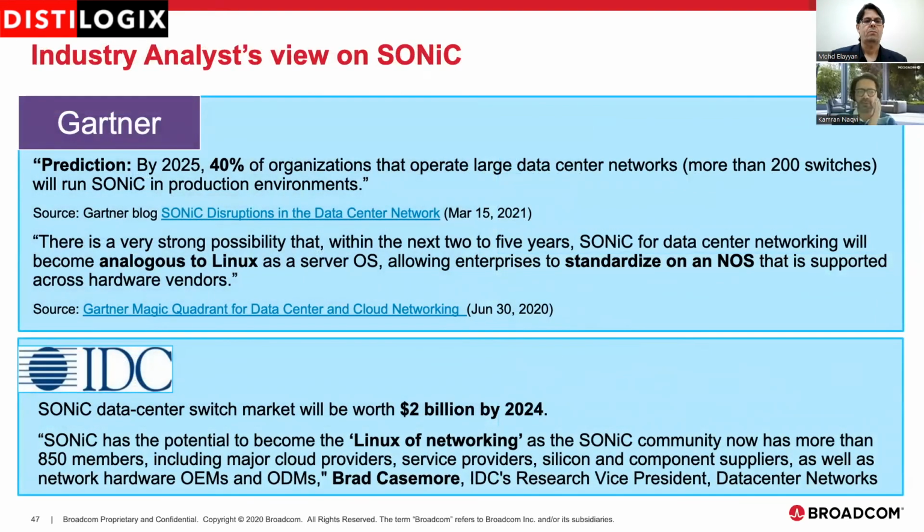What are industry analysts saying about it? Gartner has been predicting, this is an old one from 2020, that there is a very strong possibility that within the next 2 to 5 years, SONiC will become analogous to Linux. That's 2020. And then in 2021, they said that our prediction is that by 2025, in the next 3 years, 40% of organizations which operate data centers with 200 switches or more, which is most enterprises, will be running SONiC in production environments, right? So just look at this and think about 40% of the data center networking market moving to SONiC. This is Gartner's prediction.